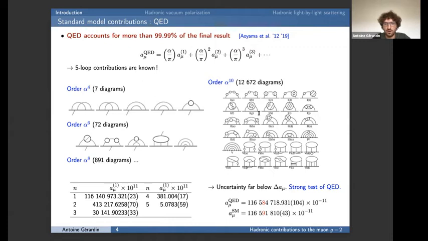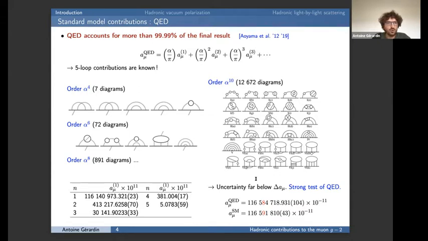the diagrams. Now, the good thing about this perturbative expansion is that it converges very fast. In this table, you can see the contribution of each order in alpha. And now we know this 5th order contribution. You can see that this 5 here is already much smaller than the uncertainty that we currently have. Which means that these QED corrections are now well under control. And in that sense, it is also a very strong test of QED itself.